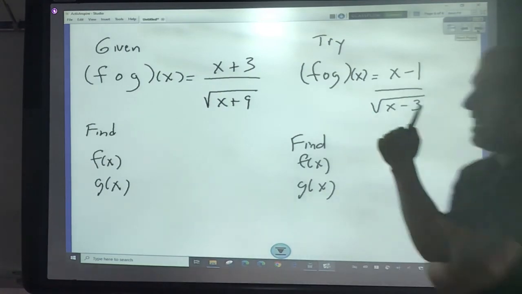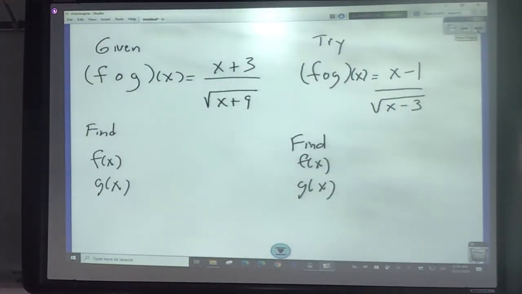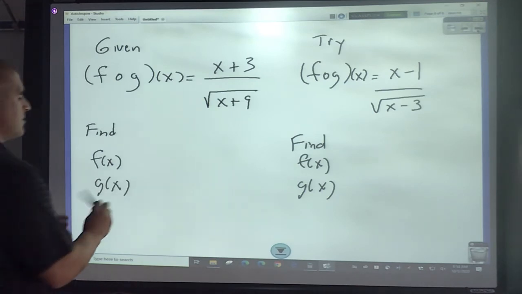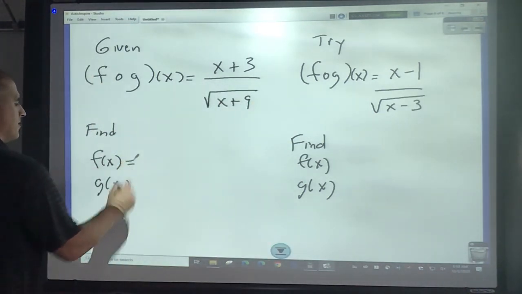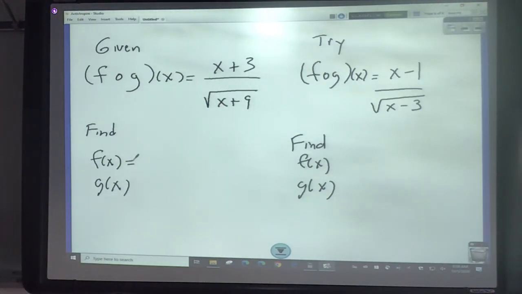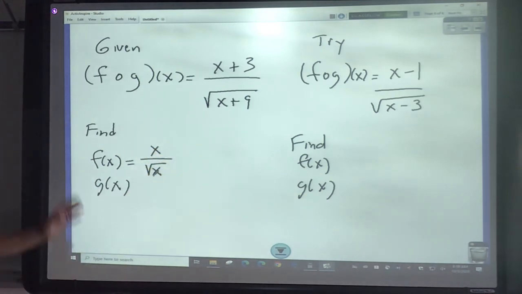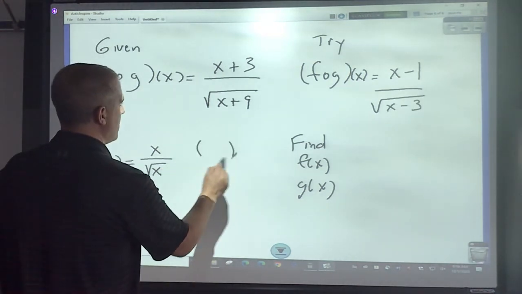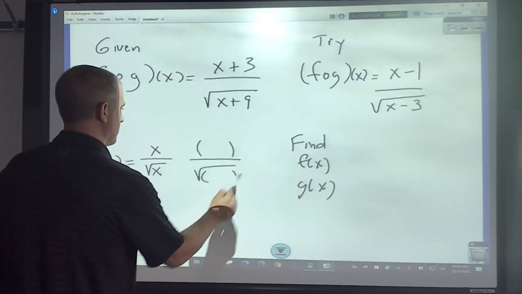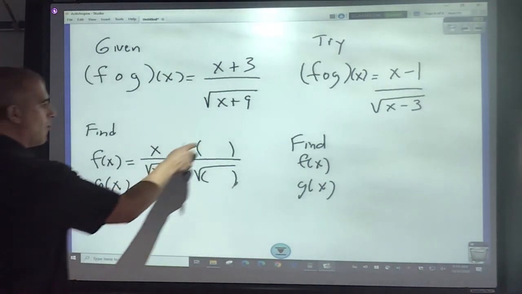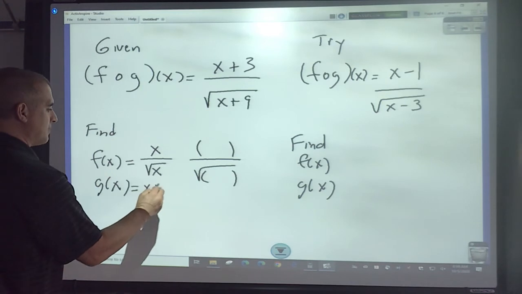Now, these last questions. Given f of g of x, find f of x and g of x. What you have to really look at is there are a lot of different answers for these. So the idea is something simple like this. Let's say this was my f of x. If I was doing the composition, this is what my result would be, right? Now, what could go in up here that would give us that? Well, that's an easy answer. That would be x plus 3.